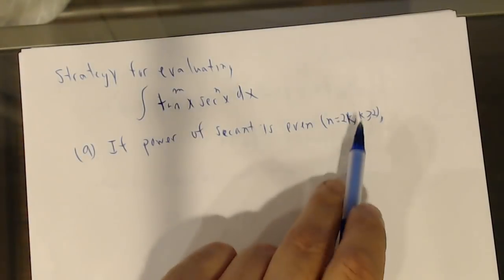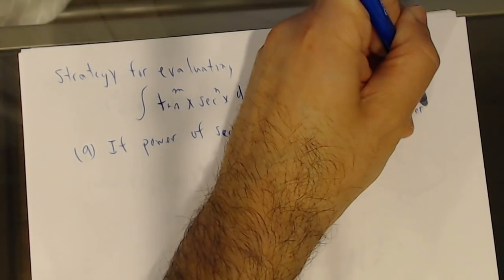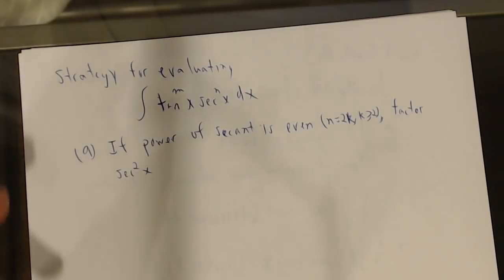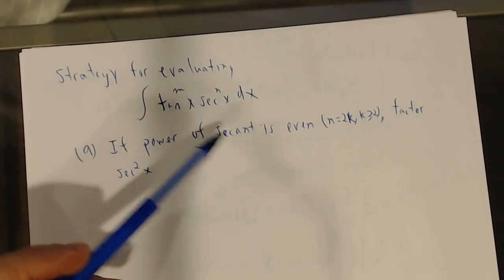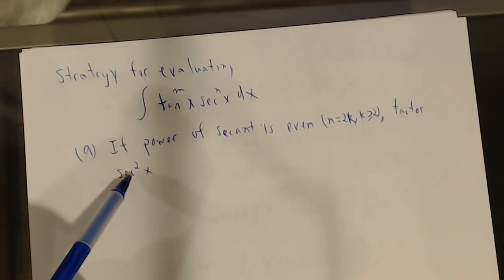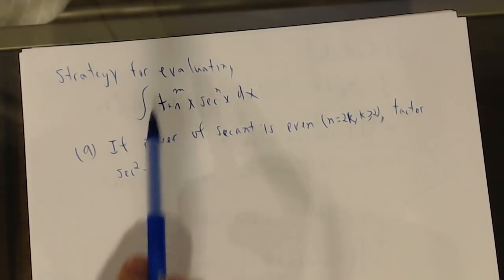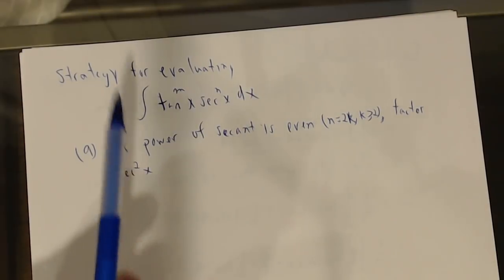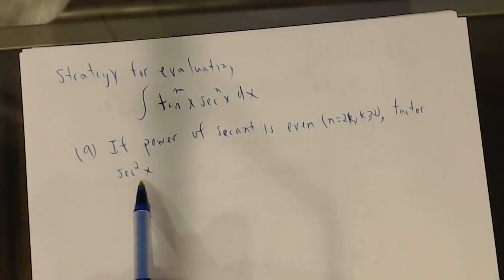The reason why we want it to be greater than 2 is because we're going to factor out a secant squared x. Hopefully you see why, because we're trying to use the u substitution again. Why do I care about secant squared? Because when I let u equal tangent, what's the derivative of tangent? It's secant squared. So that's why we want to factor out a secant squared and not just a secant. Then whatever is left, you want to write everything else in terms of tangent.